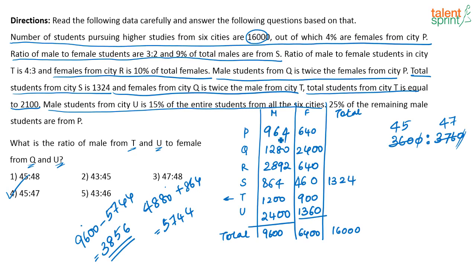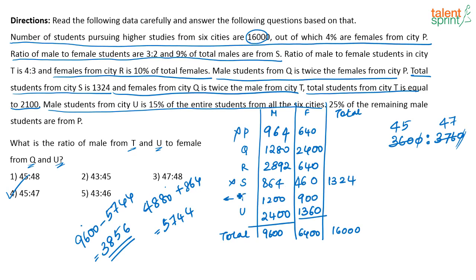If you look at P, the difference is approximately 300. Look at Q. What will be the difference? The difference again is approximately 1,200. Look at R. Okay, so definitely P cannot be your answer. Look at R. The difference is close to 2,000 or a little more than that. Look at S. S is close to 400. So this cannot be your answer.